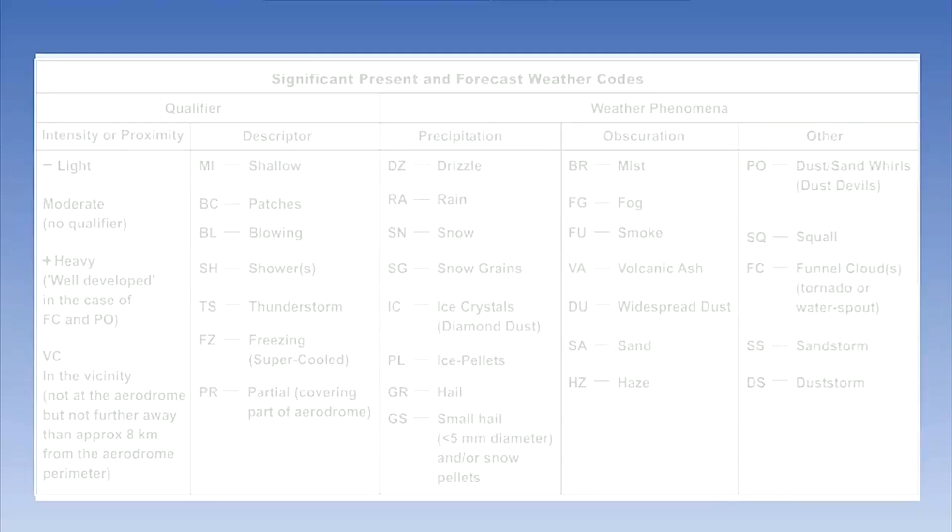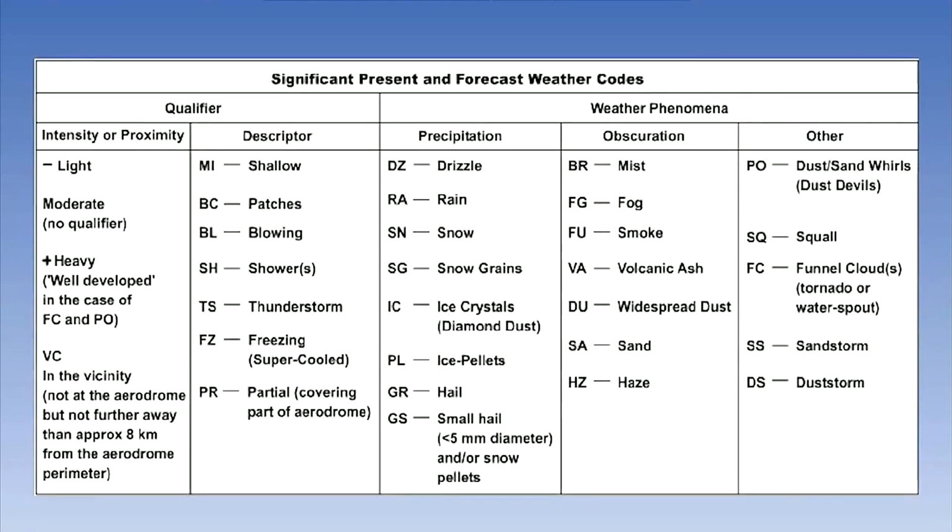The final column captures all the remaining weather phenomena that didn't fit into the previous categories. This group is mostly for those rarer events. They don't show up often, but they are incredibly important for you to recognize. And with that, we've completed our look at the weather group of the METAR.